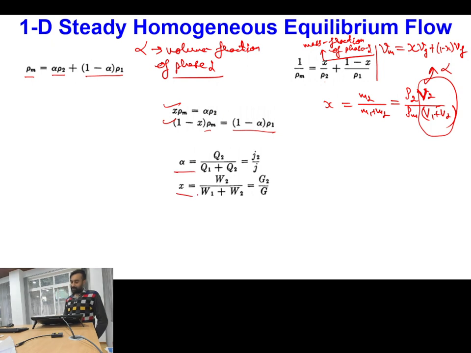Okay. These are again simple relations we have seen earlier: alpha can be written in terms of Q2 by Q1 plus Q2 for area averaged quantities, which is J2 by J, and x can be written in terms of mass flow rate as W2 by W1 plus W2, which can be written as G2 by G.